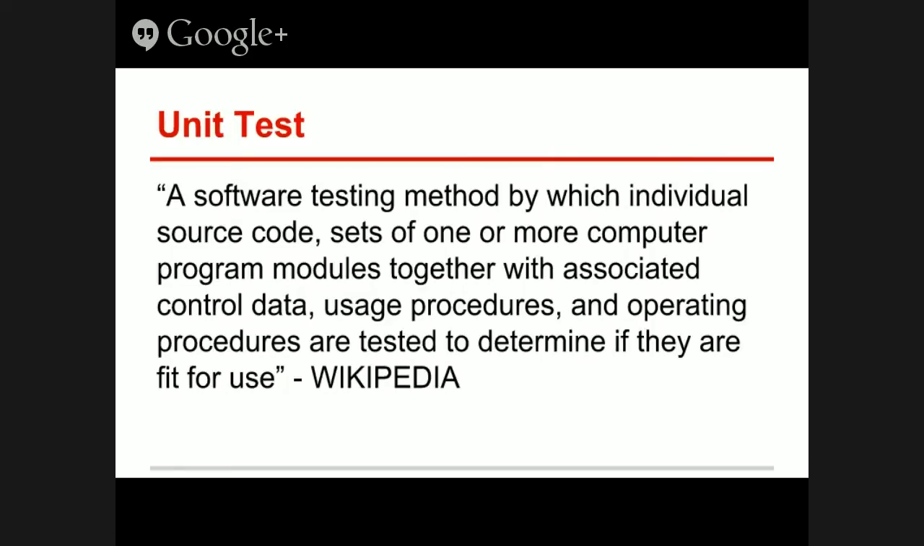This is the typical Wikipedia definition of it. A software testing method by which individual source code sets of one or more computer program modules together with associated control data, usage procedures, and operating procedures are tested to determine if they are fit for use. Well, in the Java world, that typically means testing if a method does what it's supposed to do. Just a single method, and usually it's small methods.